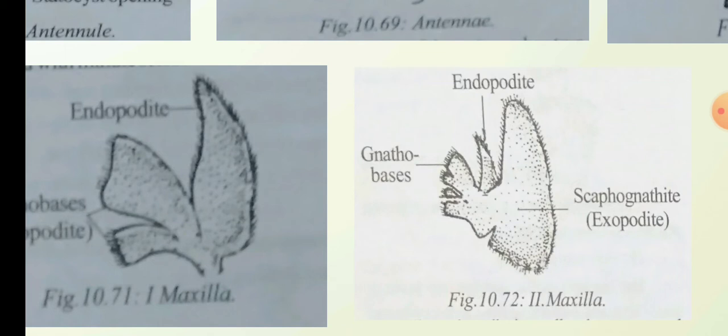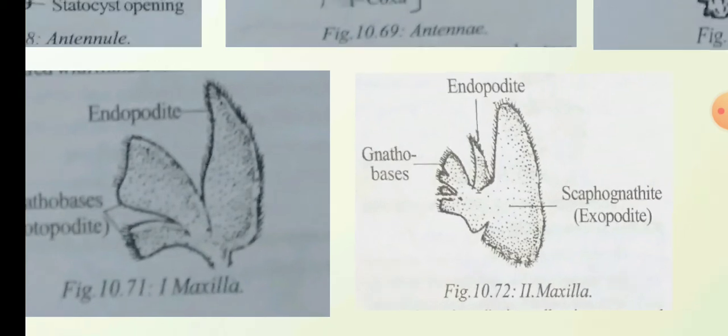Scaphognathite, please note down the spelling: S-C-A-P-H-O-G-N-A-T-H-I-T-E. Then the endopodite here is small and unsegmented. The function of this second maxilla is namely feeding and respiration. It will help in respiration.